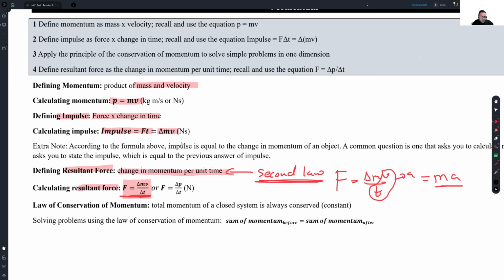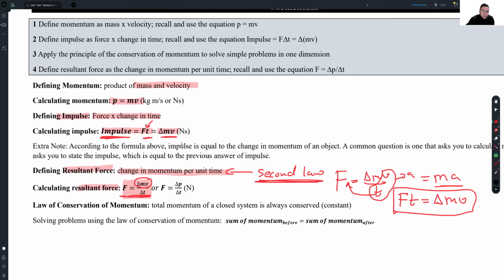But if you make the change in momentum the subject, if I move the time up here, you end up with Ft equals change in momentum, which means impulse is also equal to the change in momentum. A lot of questions use this little distinction for a trick. A question could ask you to calculate the momentum of the object, the change in momentum of the object, but it gives you force and time. It's a trick. It wants you to get impulse.